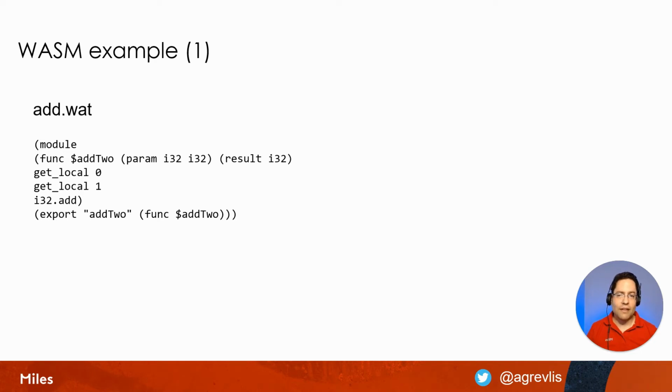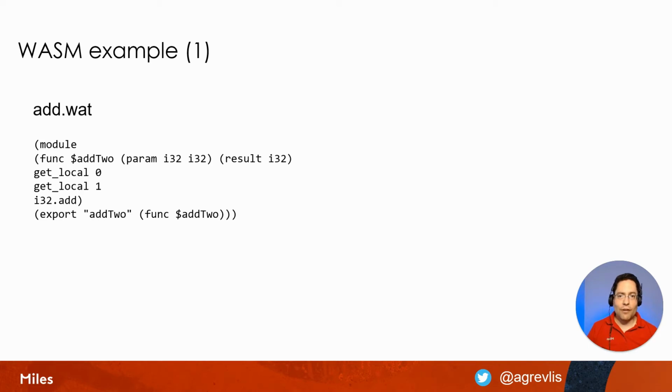WebAssembly has something called the WAT, which stands for WebAssembly Text Format. So we can define a module here, and inside that module we define our function called add2, and then we define what the types are for our input parameters. So we have two 32-bit integers, and what the format is for our resulting parameter. WebAssembly is a stack-based language, so you can push and pop on the stack. So you get the first item onto the stack, and then the second item onto the stack. And then after that, you can use an operation.